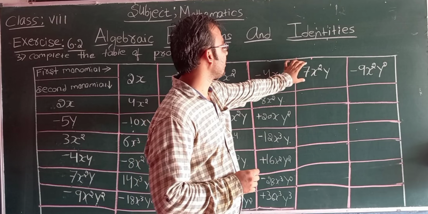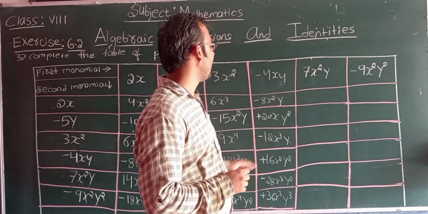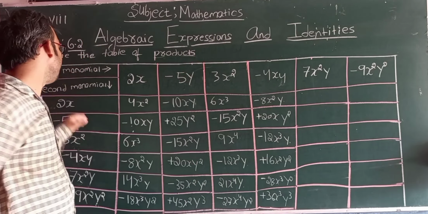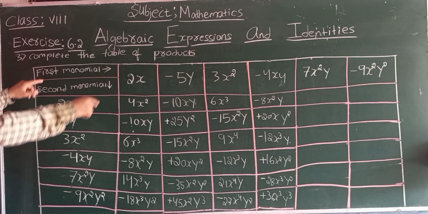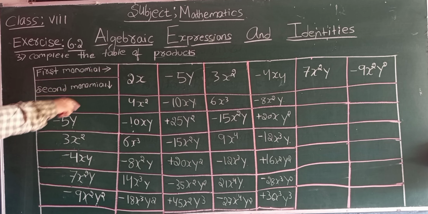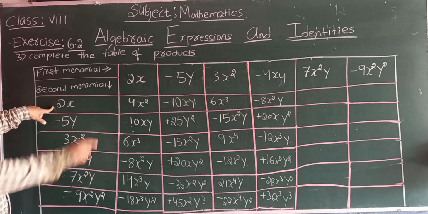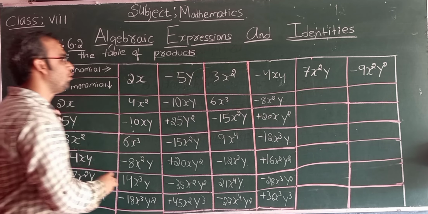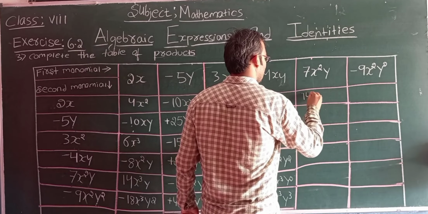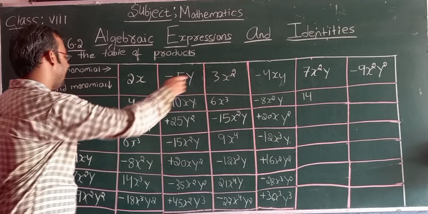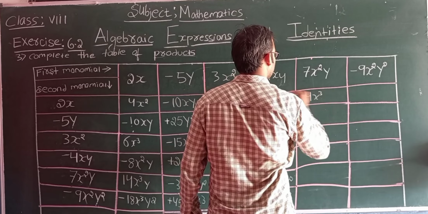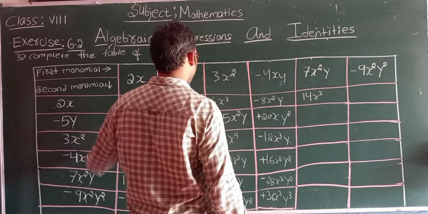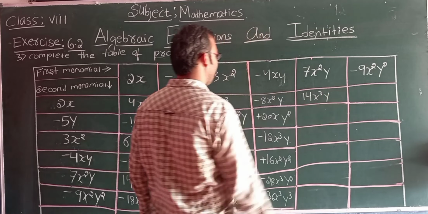So here what is there? 7x square y, and we need to multiply that one with each and every term. Now look at here. First we need to consider this one. There plus is there and here also plus is there. So plus into plus will be plus. So don't get worried. Now multiply numbers: 7 2s are 14 and x square into x will be x cube. Here y is there, so here no y, so write y.